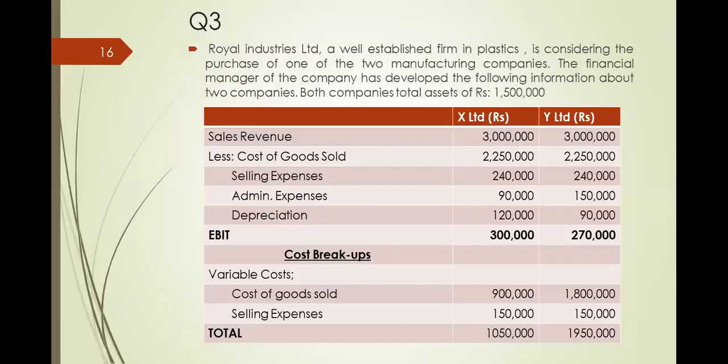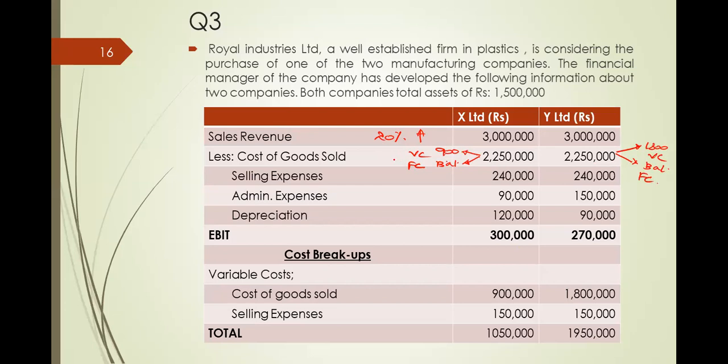These are the given information. So what we have to do here: sales are going to increase by 20%. Now you can identify cost of goods sold here. From this, 900,000 is variable, that means the balance becomes fixed. From here, 1.8 million is variable, that means the balance becomes fixed cost. We need to identify that.